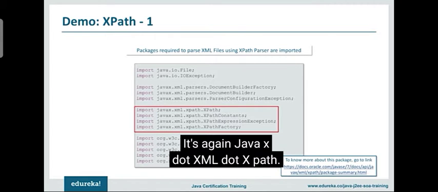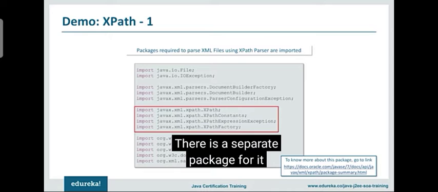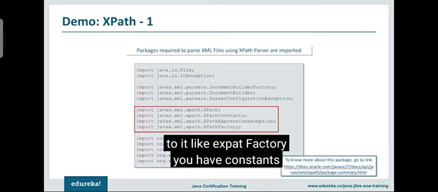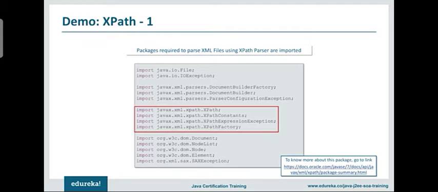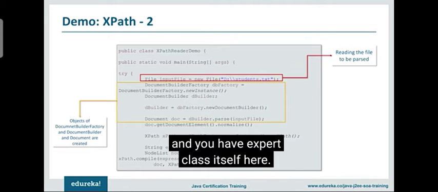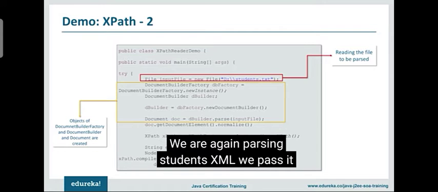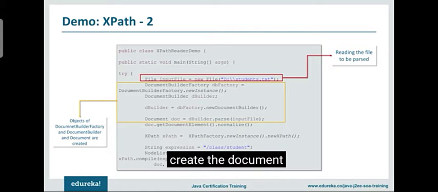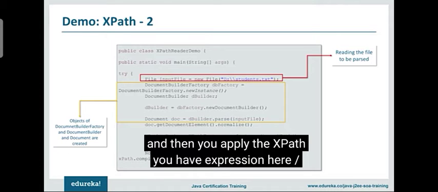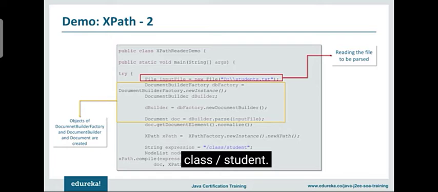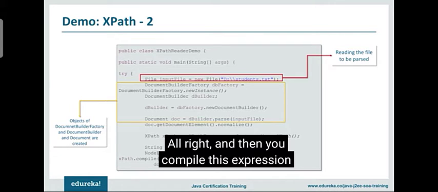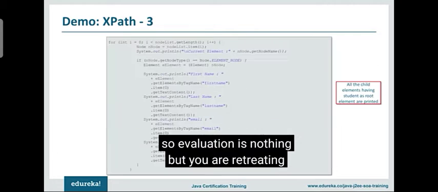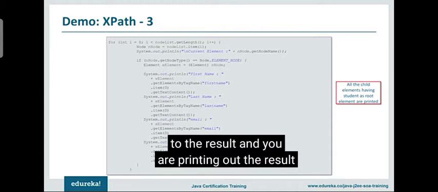So you could see here, it's again javax.xml.xpath. There's a separate package for it, and it will have all the classes related to it, like XPathFactory. You have constants, you have exceptions, and you have the XPath class itself. Here we are again parsing the students XML. We parse it into a document first, as per the steps that we spoke about. We create the document and then you apply the XPath. You have an expression here, slash class slash student. Then you compile this expression and you then evaluate it. Evaluation is nothing but iterating through the result and printing out the result that you got.